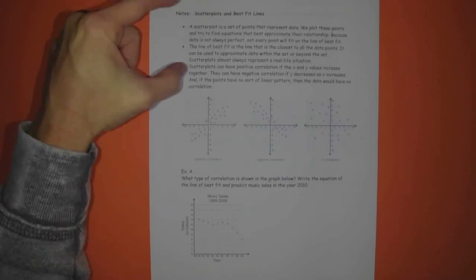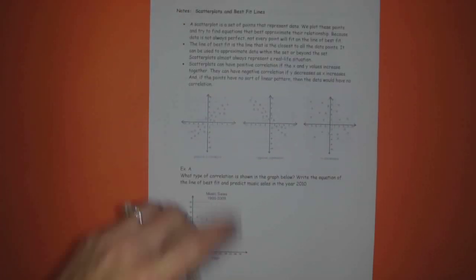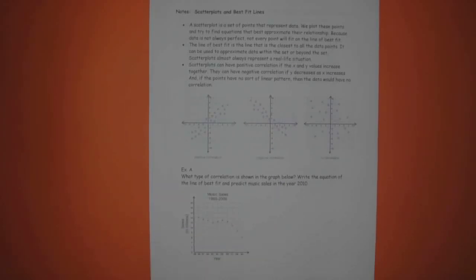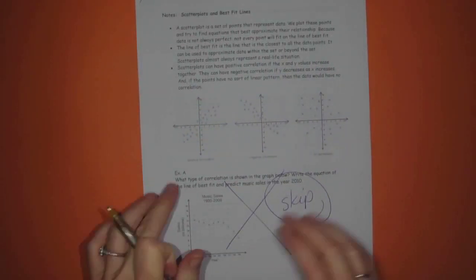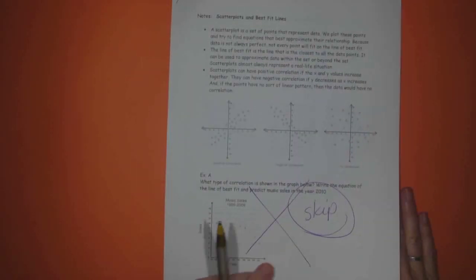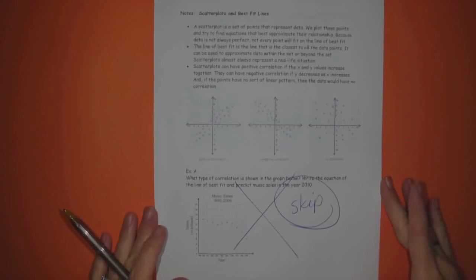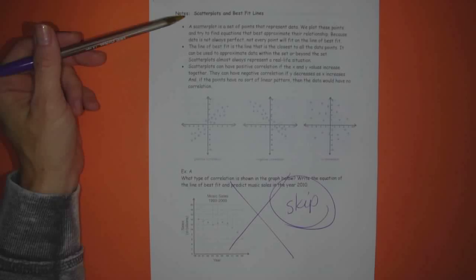As I like to do, I like to start with what a scatter plot or best fit line is. So we're going to read these 3 bullets together. We're going to draw some best fit lines. We're actually going to skip this one. Not that it's a bad problem, but we're going to do number 4 later in the packet as our example because I think it's more interesting. So just write a little skip here. You could always do it on your own, but I've got a better one in store. So let's read through these bullet points.